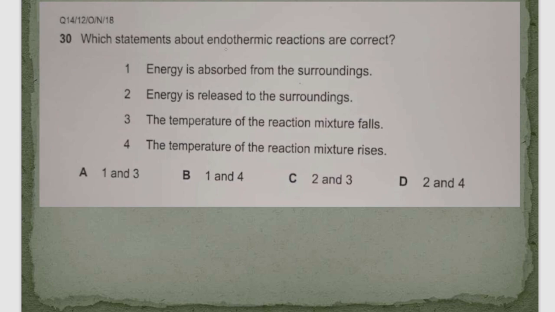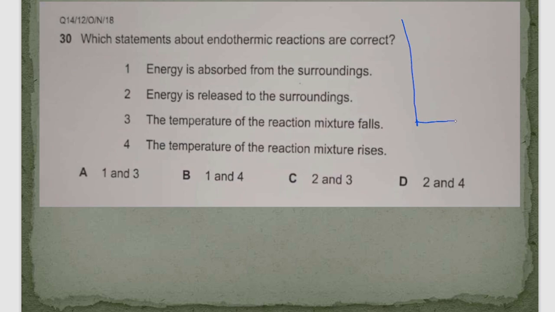Which statements about endothermic reactions are correct? Energy is absorbed from the surroundings. Energy is released to the surroundings. The temperature of the reaction mixture falls. The temperature of the reaction mixture rises. So every one of you must know.